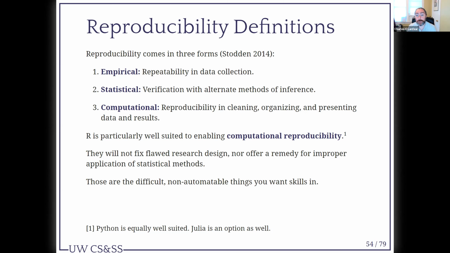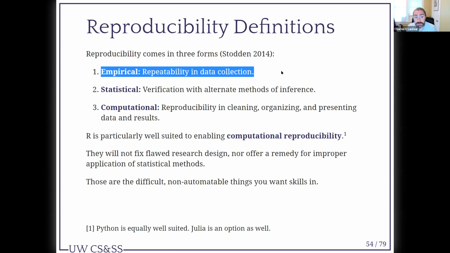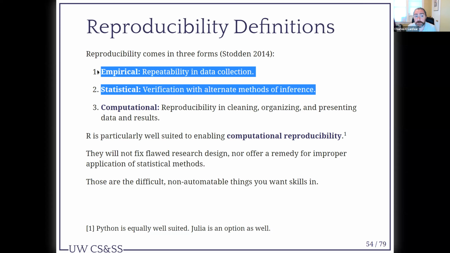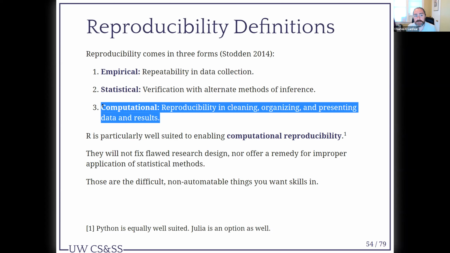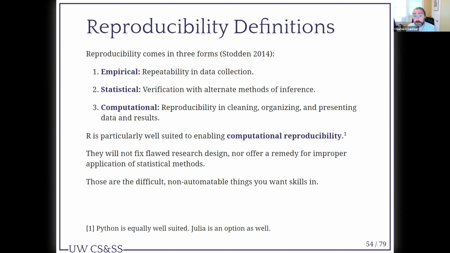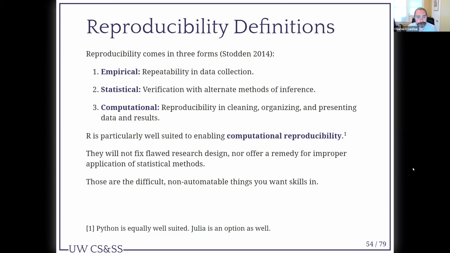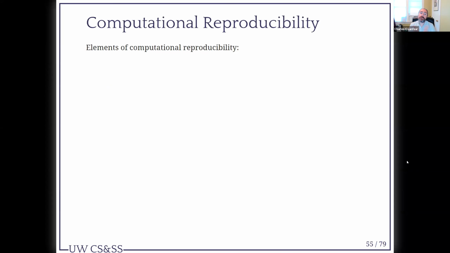You should just be following practices that automatically result in computationally reproducible things, so that instead you can focus on doing a good job with your research design and a good job with your statistical design. These are the hard things you want skills in. Computational reproducibility is in large part learning how to spend less time doing these things. So let's talk about computational reproducibility, the thing that R is actually good for.